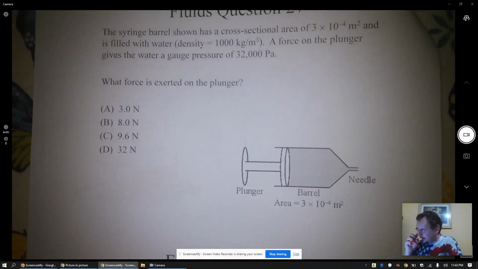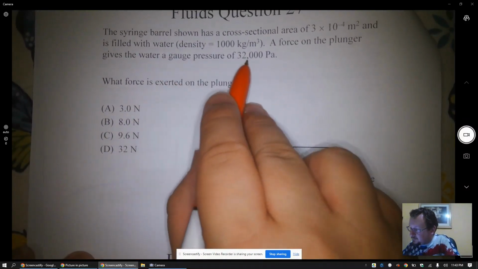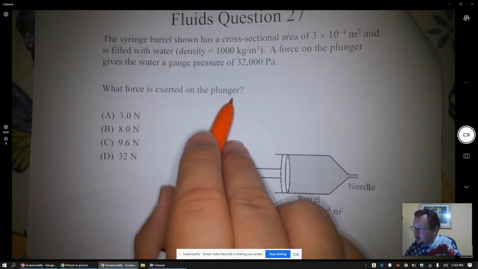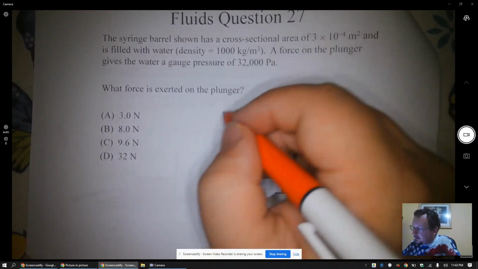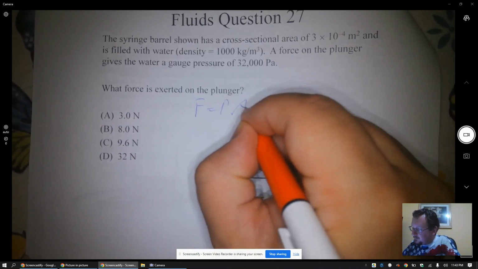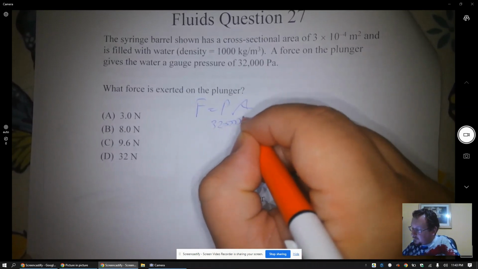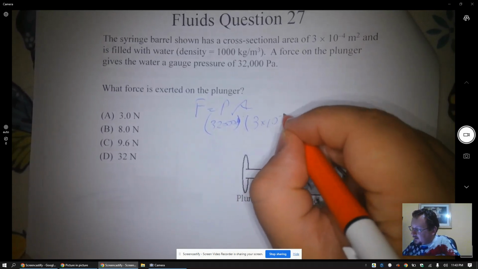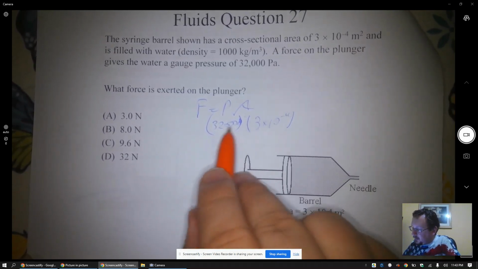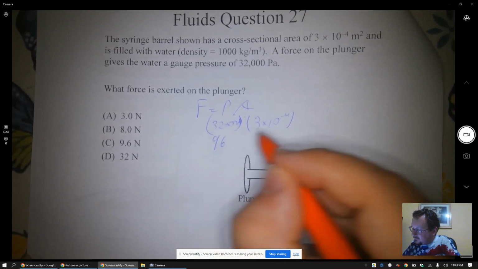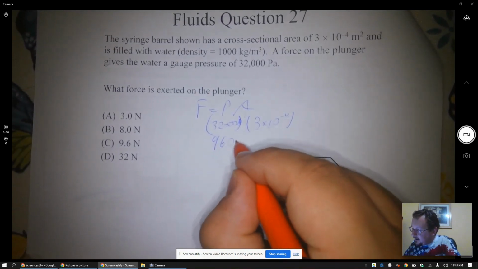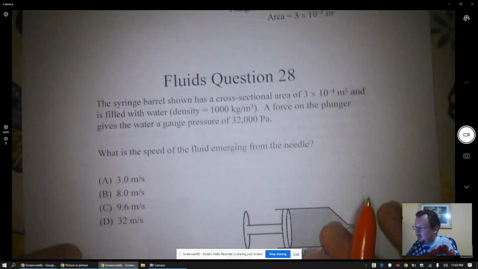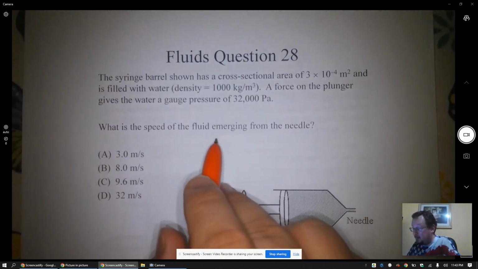Okay. A force on the plunger gives the water a gauge pressure of 32,000 pascals. What force is exerted on the plunger? Well, we know that force equals pressure times area. 32,000 is the pressure, and the area is 3 times 10 to the negative 4. So 3 times 32 is 96, and 10 to the negative 4 is going to give 9.6 newtons.